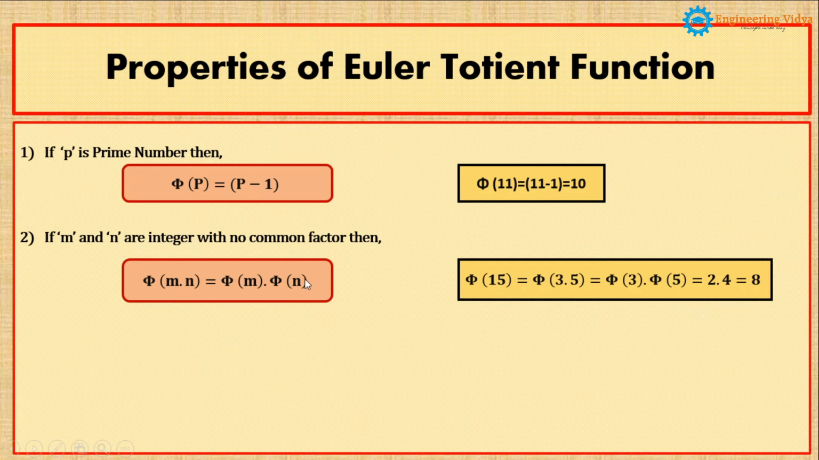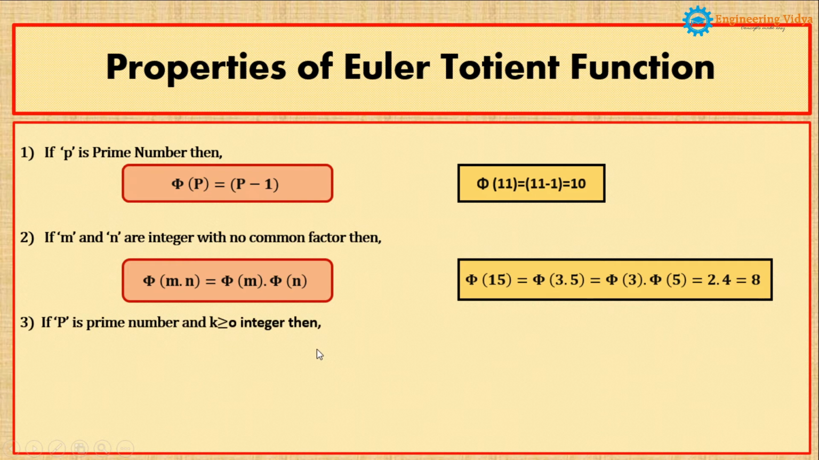But instead of applying this formula, if you were to apply the traditional approach, it would be quite time consuming. You would have to write all those numbers from 1 to 14, and then select all those numbers which are relatively prime to 15. That process would be time consuming. So instead of applying the traditional approach, you can go for these properties.